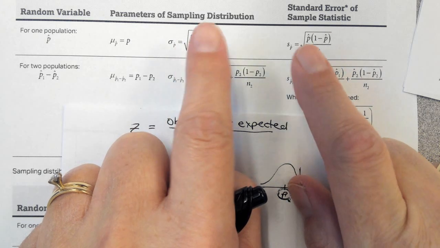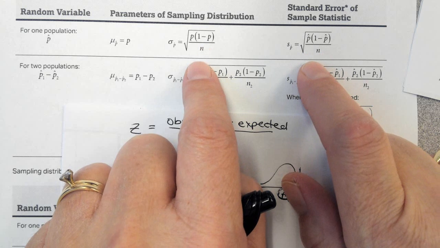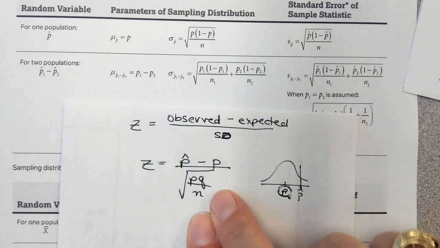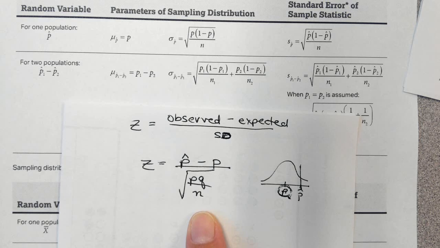So you come over to this page and you pull out your standard deviation or your standard error formula, and then you stick it into the general formula for a z-score that's on the second page. All the pieces that you need are in your formula sheets, but they have to be pieced together because your formulas are somewhat general.